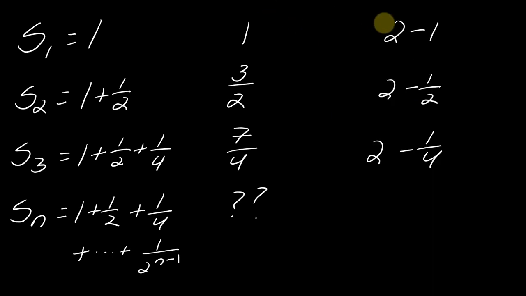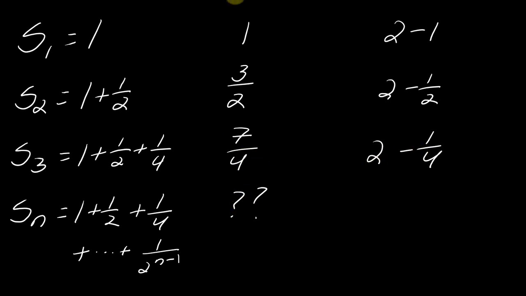It's actually just 2 minus whatever term we're on. So it's really 2 minus 1 over 2 to the n minus 1, sorry. So just appreciate the sum for right now. I'll write it out in a moment. This could be represented as 2 minus 1. This could be represented as 2 minus 1 half. This could be 2 minus 1 fourth.